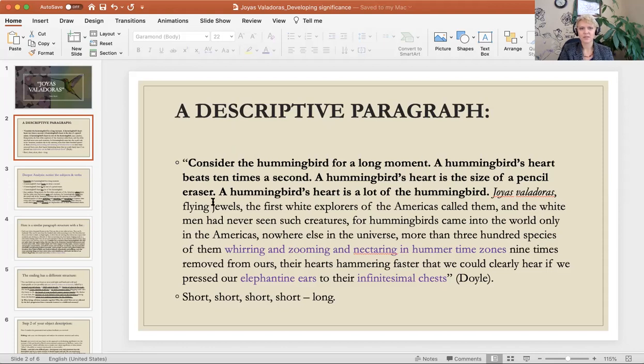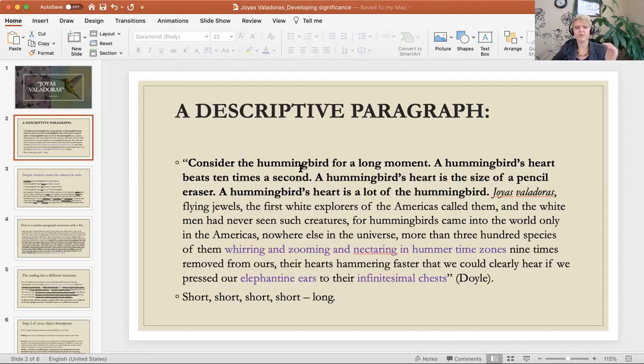So the first sentence is fairly short. The second sentence, notice, is also short. A hummingbird's heart beats 10 times a second. Third sentence, again, short. A hummingbird's heart is the size of a pencil eraser. Interesting analogy, we'll talk about that as well. And then finally, a hummingbird's heart is a lot of the hummingbird. So notice the repetition of the same subject in sentences 2, 3, and 4. And this repetition achieves something that we can perhaps call parallelism.